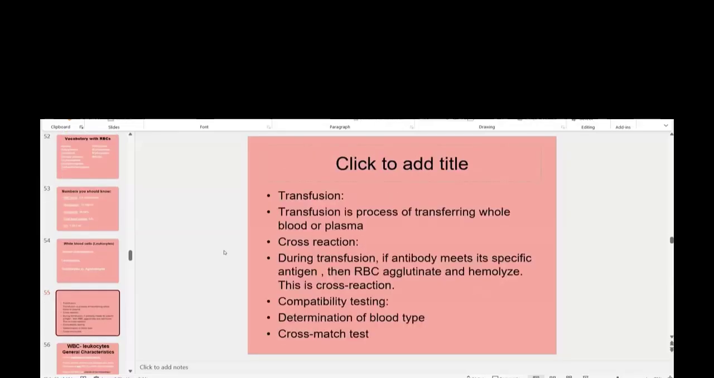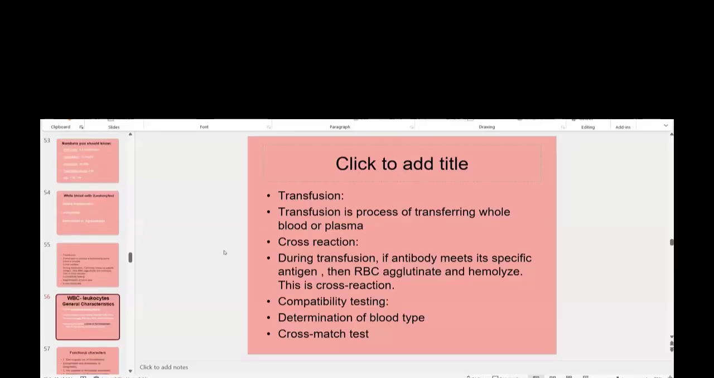So this slide actually belongs to the part that we already studied. I already told you about blood transfusion, and I'll just run through this slide. Cross reaction: every time an antibody meets the specific antigen, the RBCs will agglutinate and hemolyze, and that is called a cross reaction. That's why compatibility testing is done before blood transfusion.